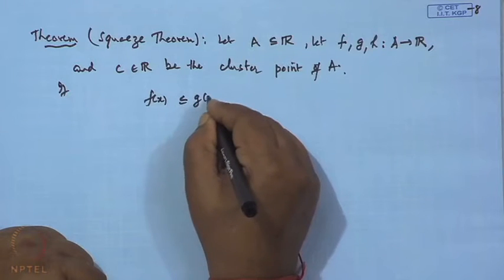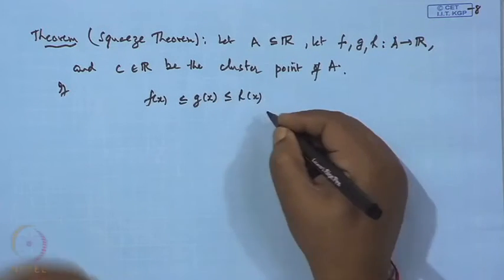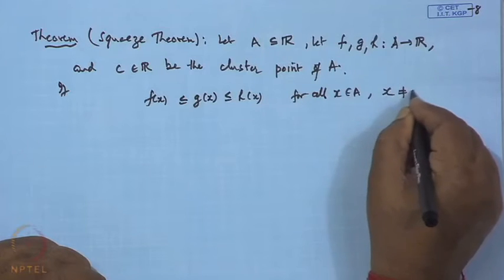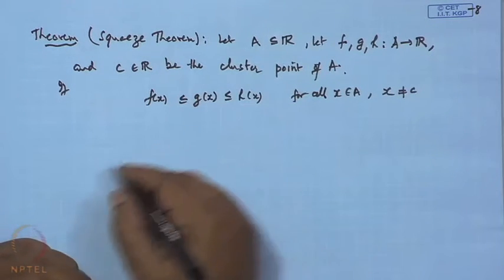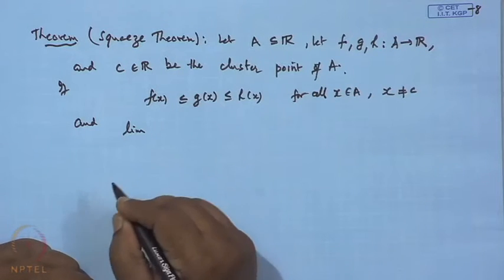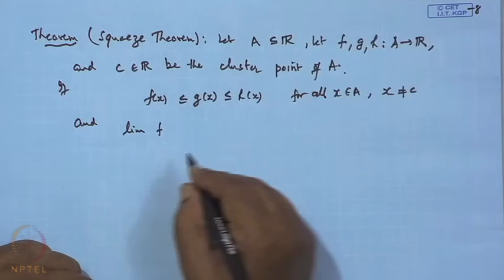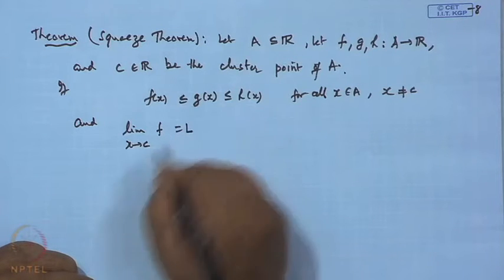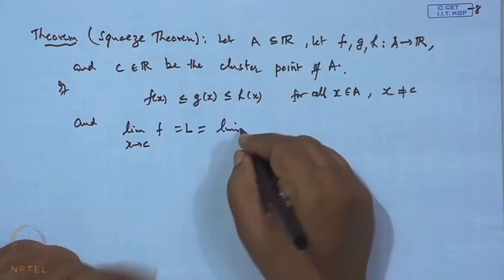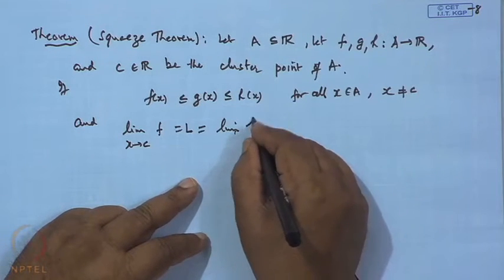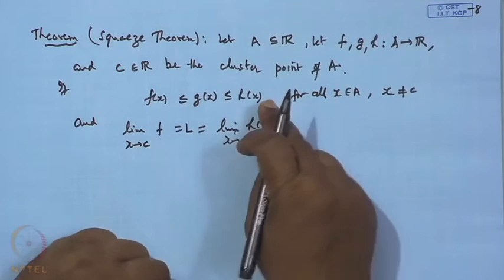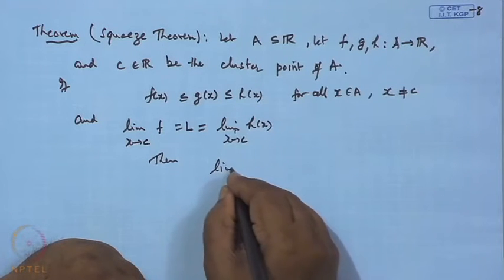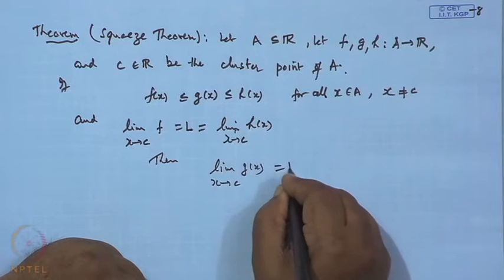Now, if the inequality f(x) ≤ g(x) ≤ h(x) holds for all x belonging to A except C, that is, x not equal to C, and if the limit of f as x tends to C is L, which is also the limit of h(x) when x tends to C, so both limits exist and have the same value L, then this Squeeze theorem says the limit of g(x) when x tends to C will also be L.